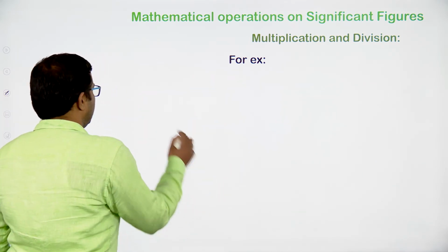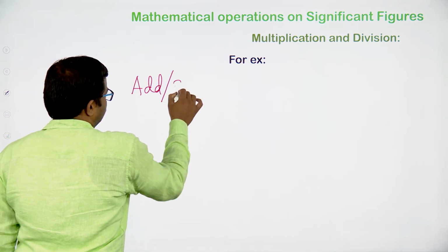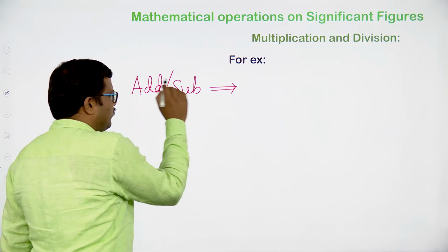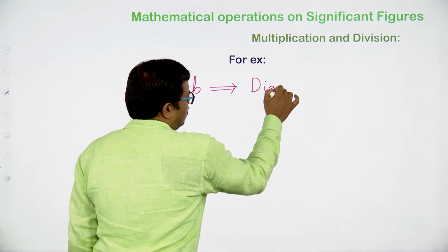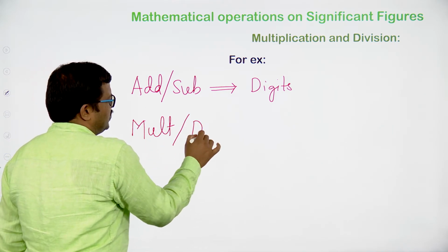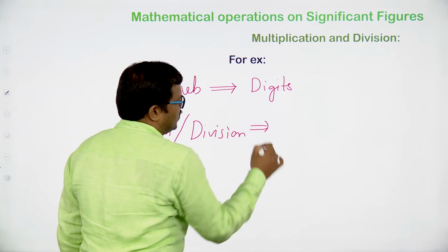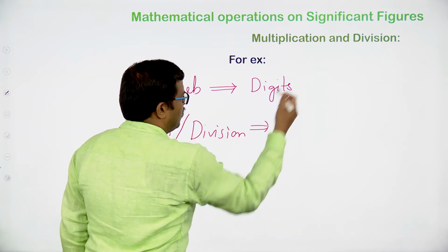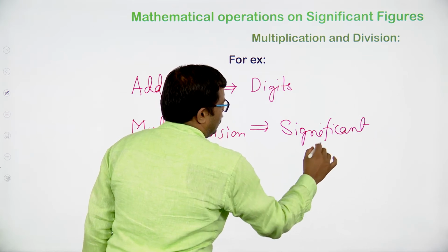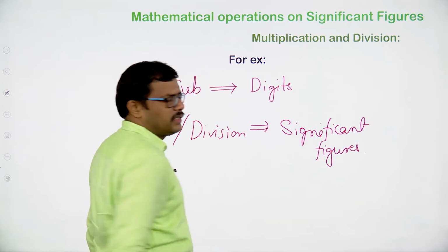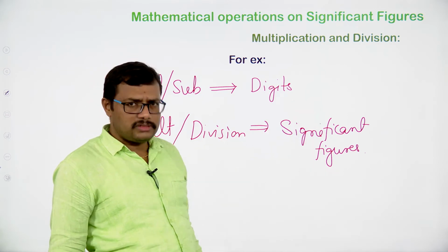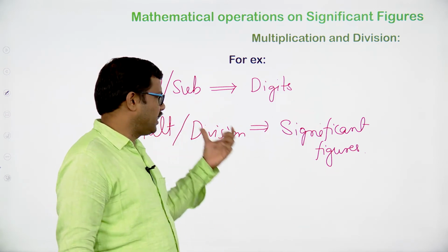Okay, so as I am repeating again, this is very important. In the case of addition as well as subtraction, we have to look at the digits in the given numbers. But when we are looking at multiplication and division, we have to take the significant figures into consideration. By taking the significant figures into consideration, we can carry out the mathematical operation and give the result, whether it is addition, subtraction, multiplication or division.